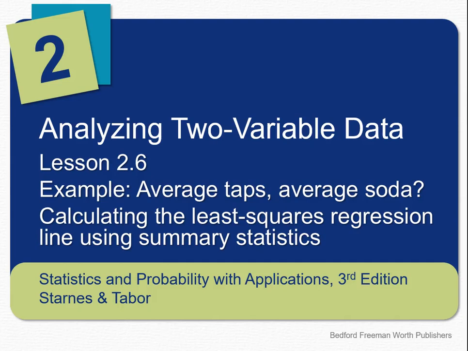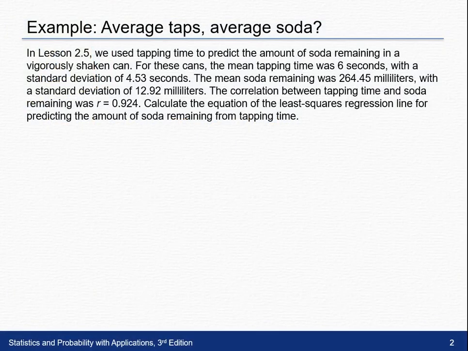In example 2.6, average taps, average soda, we'll be calculating the least squares regression line using summary statistics. In lesson 2.5, we used tapping time to predict the amount of soda remaining in a vigorously shaking can.